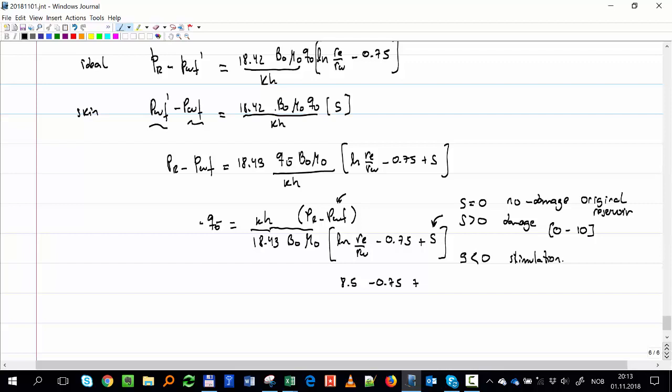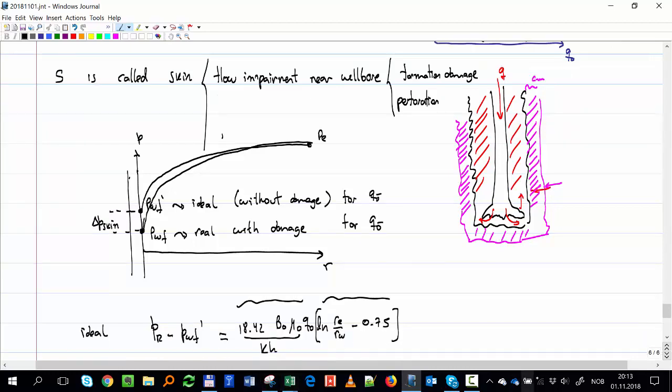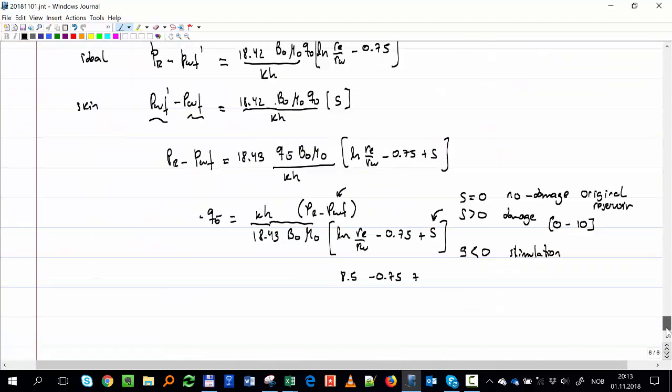Stimulation: I come to my damaged well after I have finished my drilling process. I go and inject some acid so that it can dissolve some of the particles close to the wellbore, and then you try to reinstate the original productivity of the formation. So that's why sometimes I use this S. And S is called the skin factor.